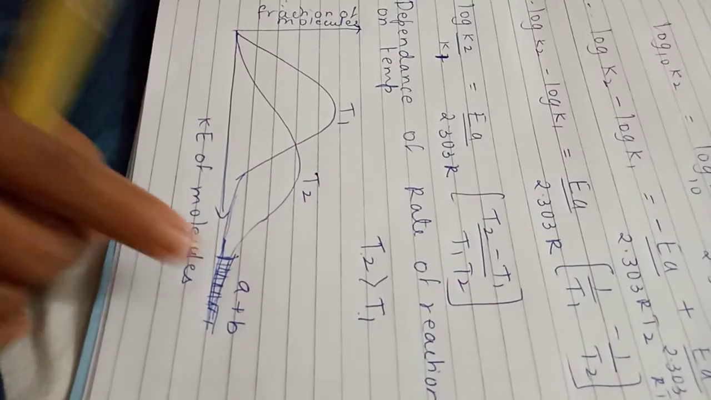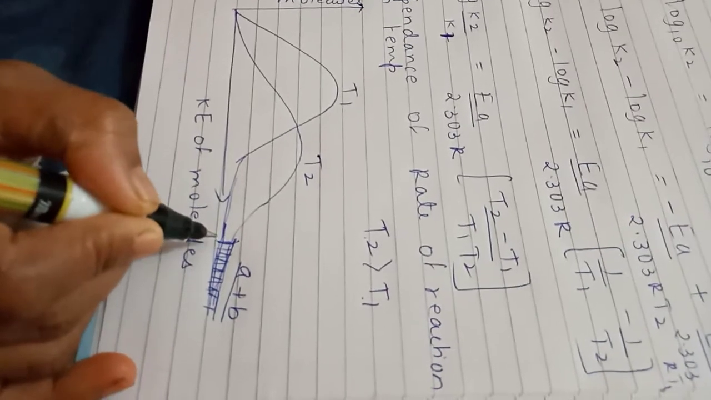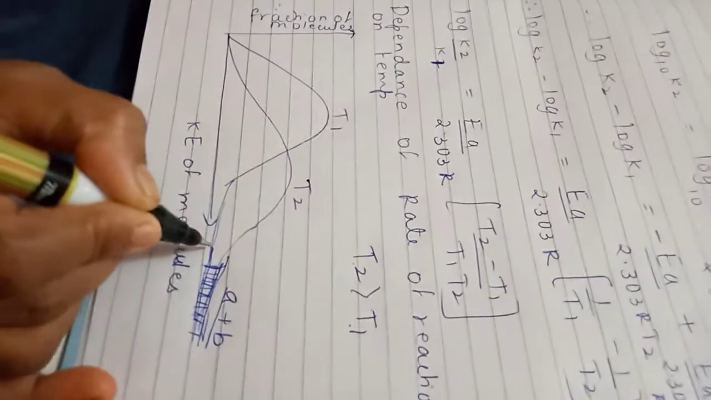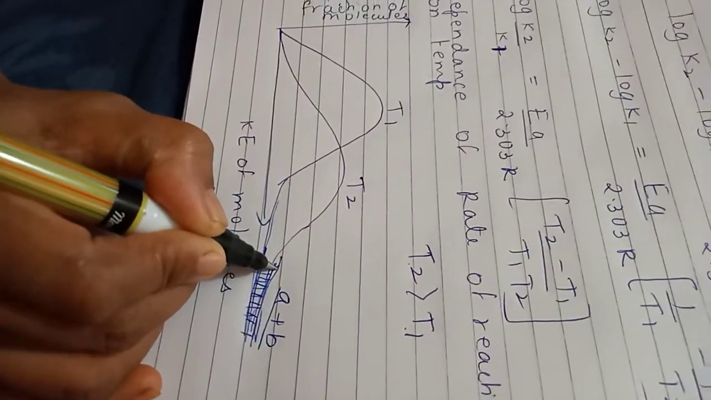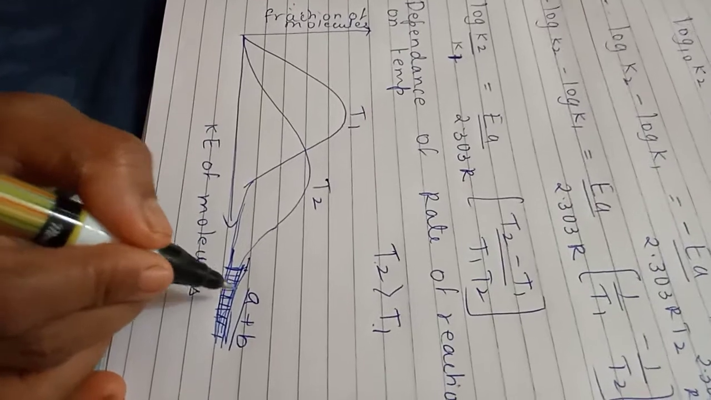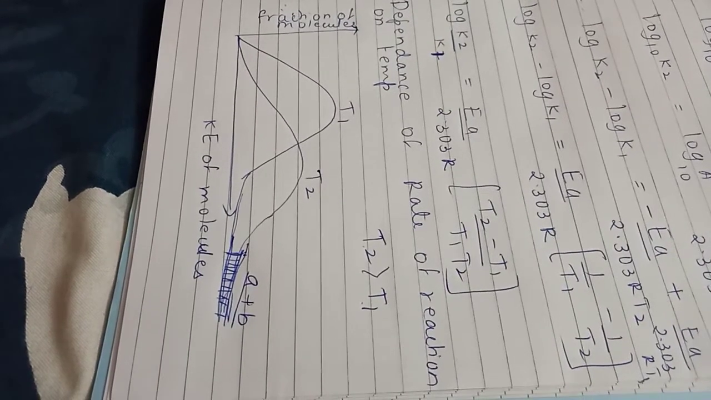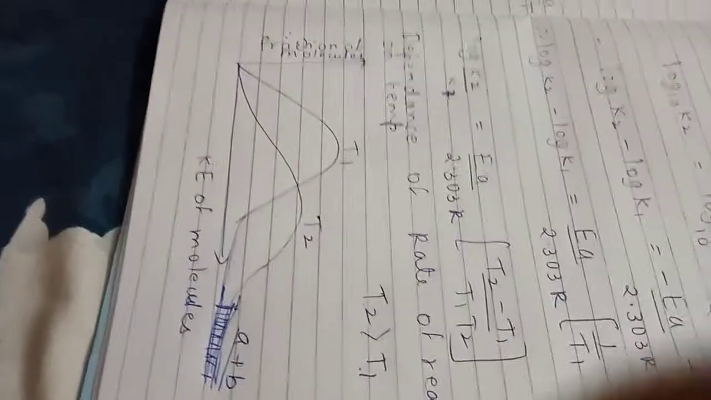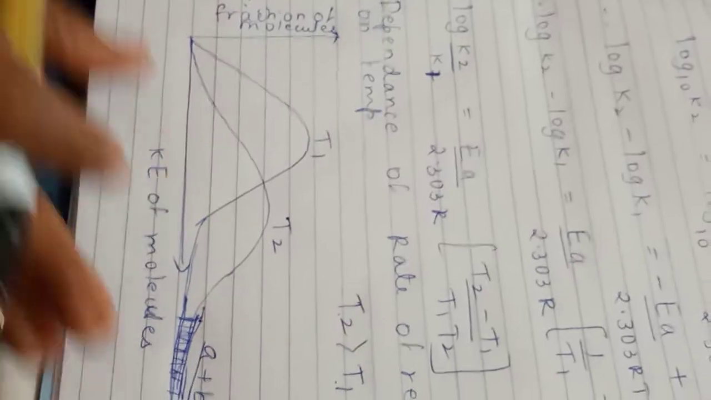At two different temperatures, we observe that the fraction of molecules possessing kinetic energy greater than the activation energy at temperature T2 is much greater. One curve has moved up and the other has gone down. It shows that as the temperature increases, the kinetic energy of the reactant molecules increases. That is, the rate of reaction increases and the reactants get converted into product at a faster rate. Okay, first condition.